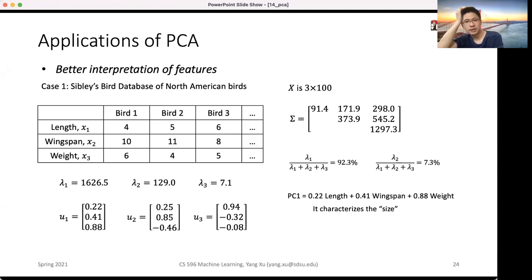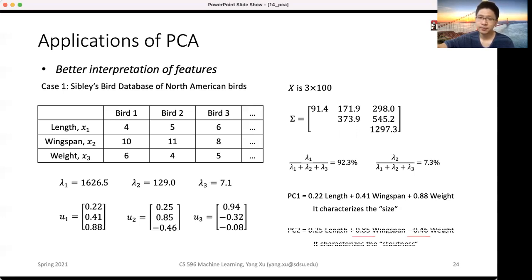So it basically characterizes the size, because all the coefficients are positive numbers. But if you look at PC2, it's 25% of length plus 85% of wingspan minus the weight. So the weight is a negative factor here, so it characterizes the stoutness feature of the bird. So we can use those principal components to get more informative interpretations out of the data.